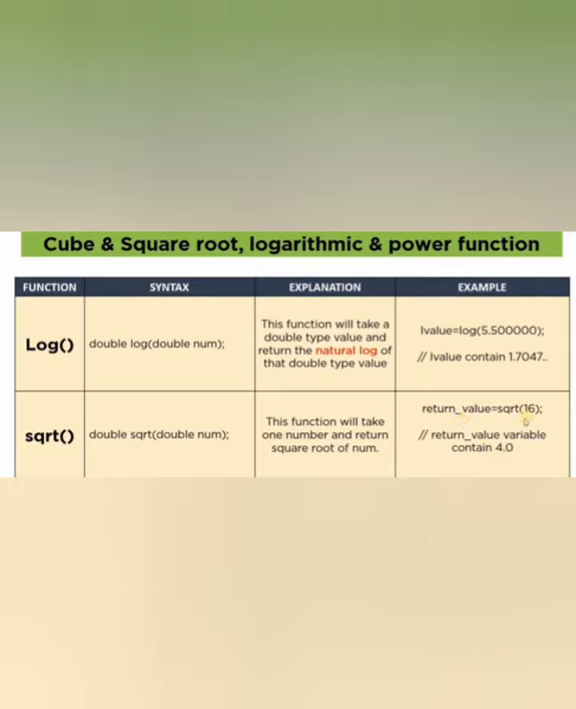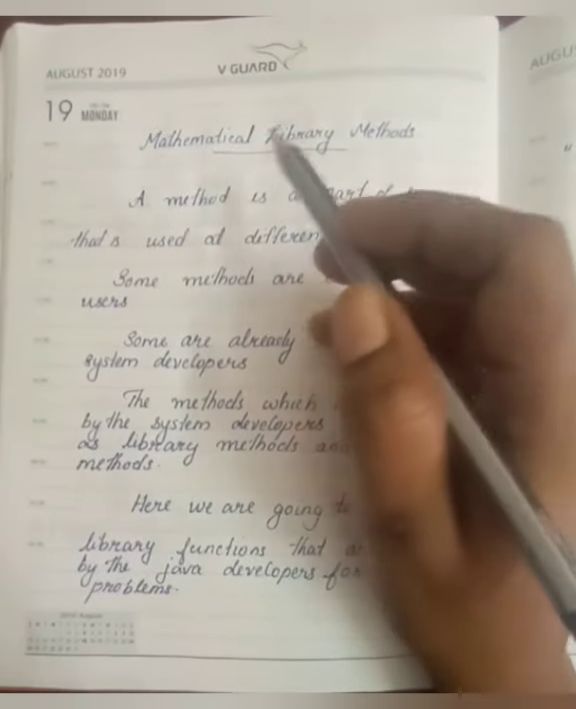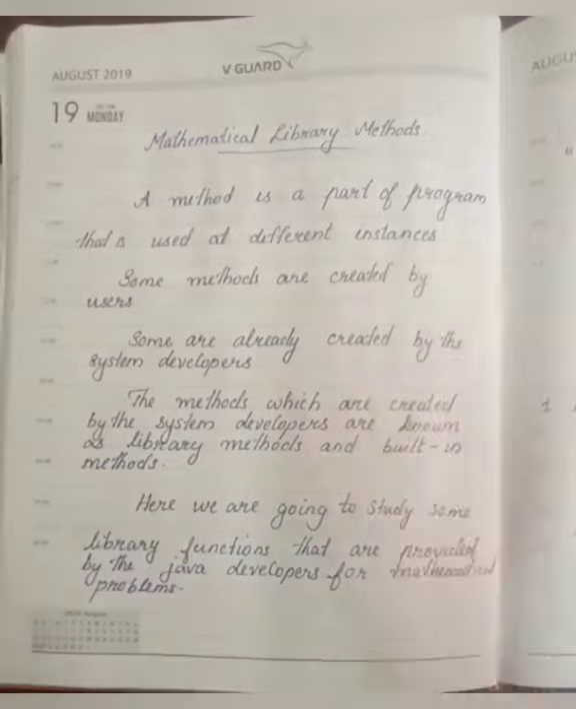For a positive number only, the square root is displayed. For a negative number, the output is always NaN. Okay, that's always written. Now, mathematical library methods or mathematical library functions.